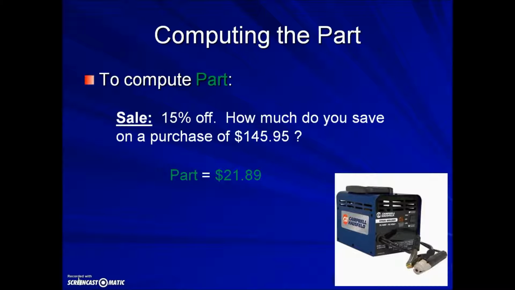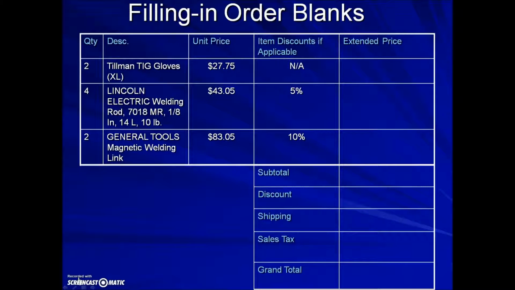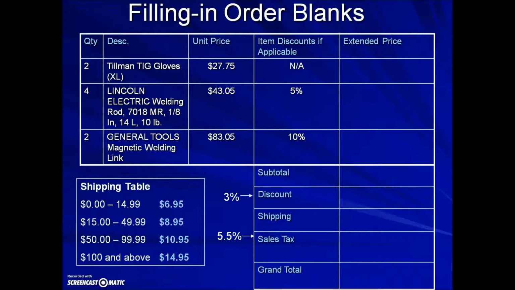for this percentage problem. In this next example, we're going to fill in the order blanks. Here we have the beginning of an order. This business is giving a 3% discount on the subtotal. A second percent problem we'll calculate is the sales tax. And before it's all done, we do need to determine what the shipping costs will be.